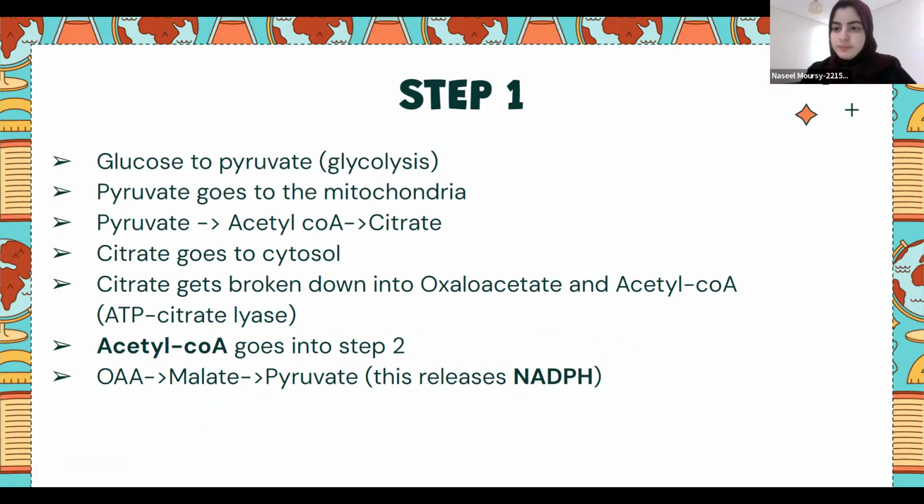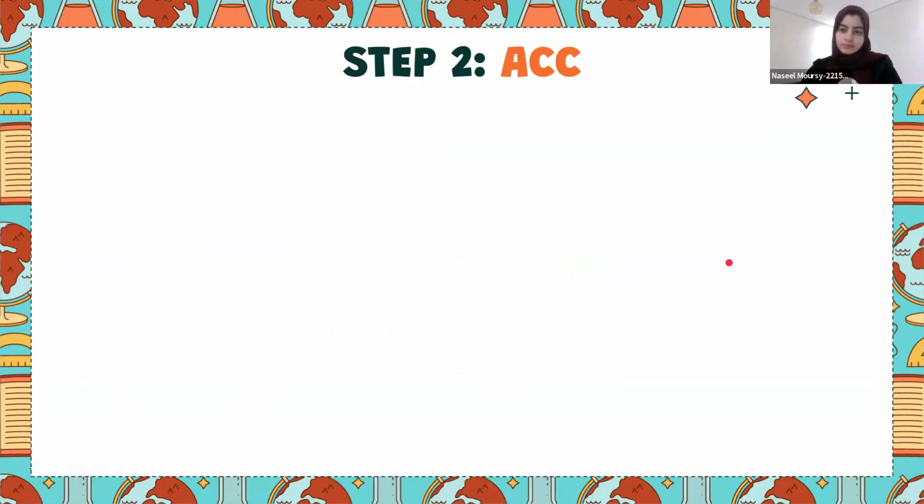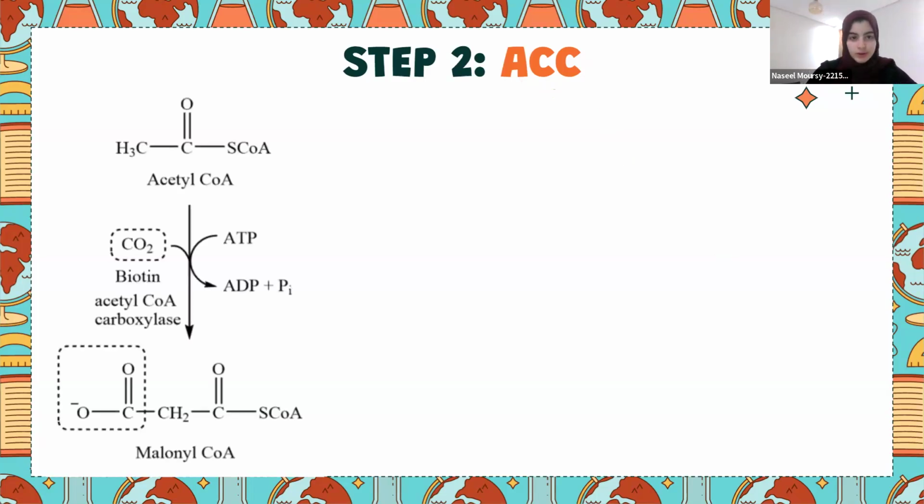Okay, good. Alright, let's go to step 2. So step 2 basically involves this main enzyme, ACC or acetyl-CoA carboxylase. Okay, this is the main player in step 2, and it's very important.